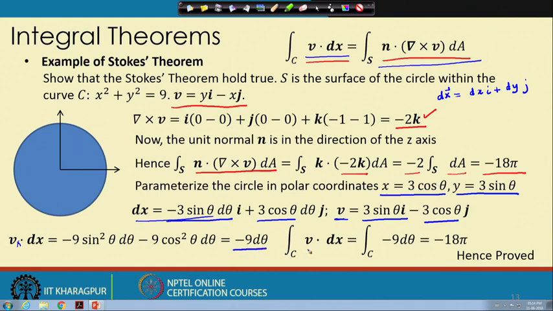Now, if I want to integrate this minus 9 d theta over this contour or the boundary of this circle, it is essentially minus 9 d theta integrated, where the angle goes over 2 pi. So, it comes to minus 18 pi. So, if you can see, this quantity becomes equal to this quantity, which is 18 pi here. So, hence it proves. So, this is one example of the Stokes theorem.